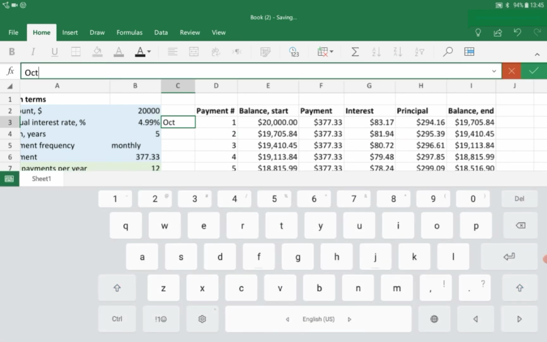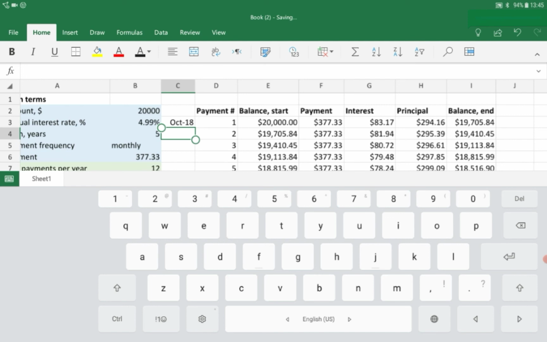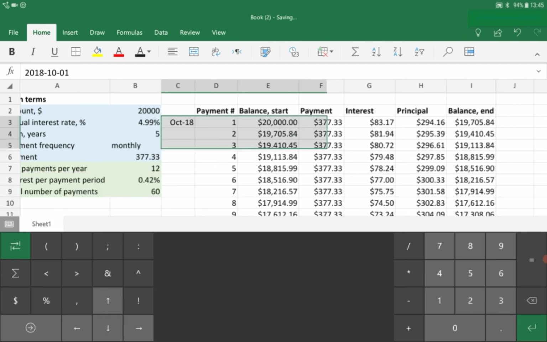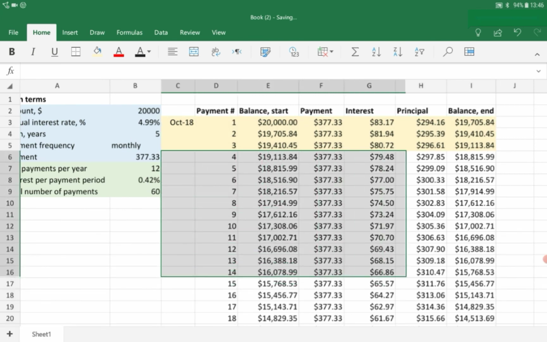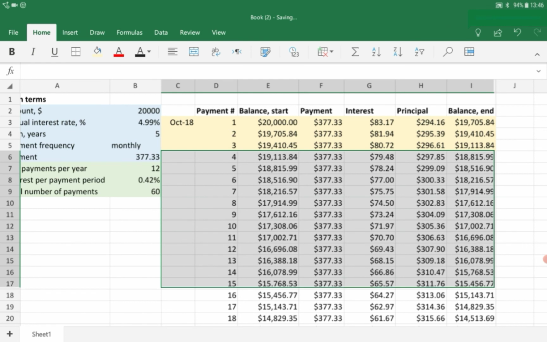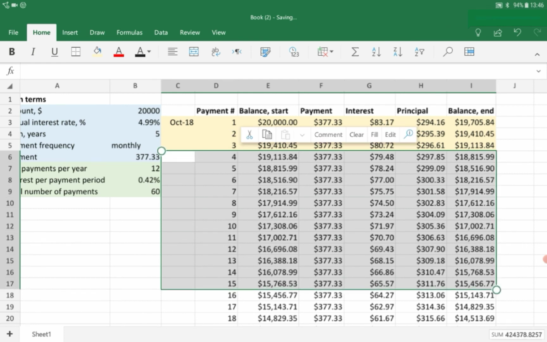So let's say you bought the car in October of 2018, then the first 3 payments were in October, November and December of 2018. I'm going to highlight the first 3 rows to make it easier to see that those payments were in the year of 2018. So the next 12 payments then were made in year 2019, so I'm going to highlight the next 12 rows in a different color.